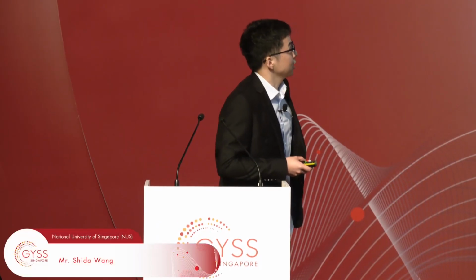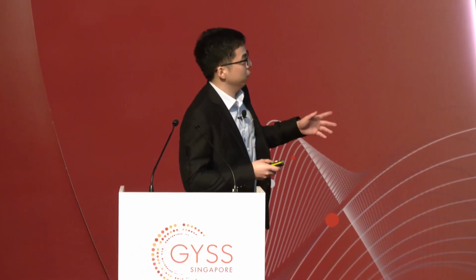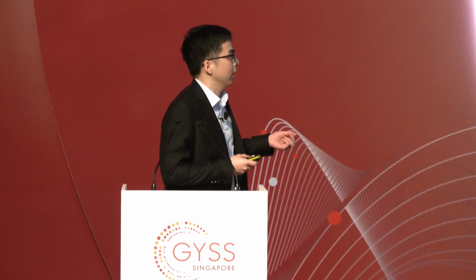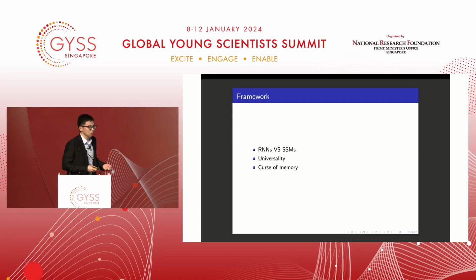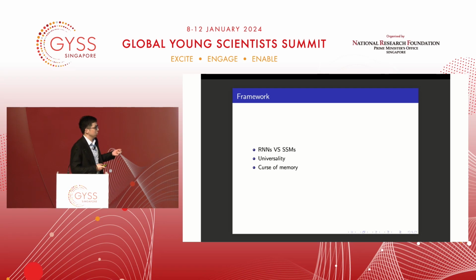Hello, everyone. Today I'm going to talk about state space models. Before talking about state space models, I'll first briefly talk about recurrent neural networks and the difference between recurrent neural networks and state space models. After talking about these two models, I'll emphasize the two results of my presentation. One is the universality, and another is the curse of memory.